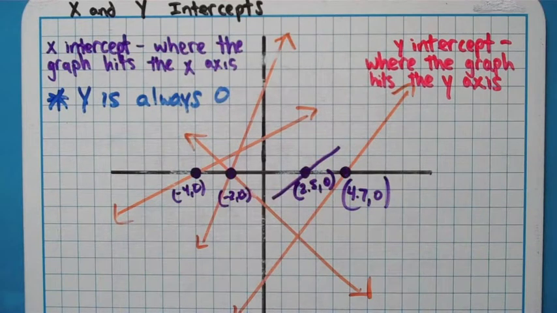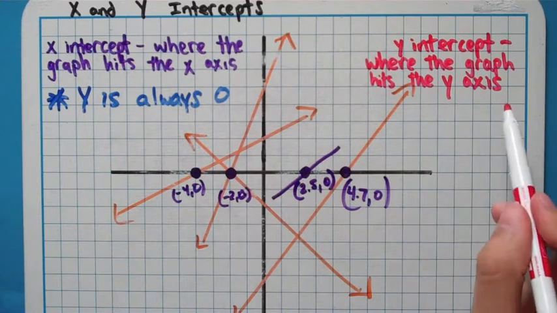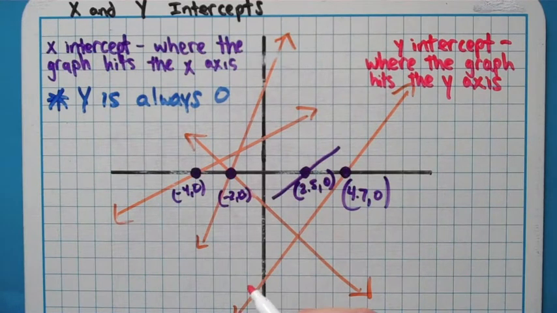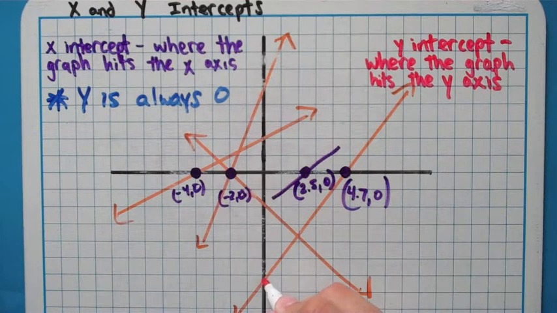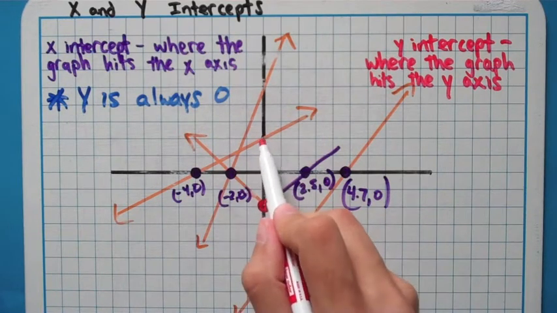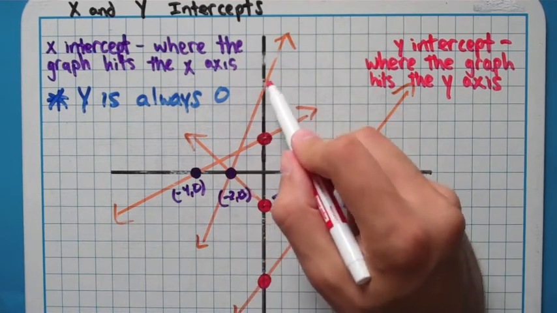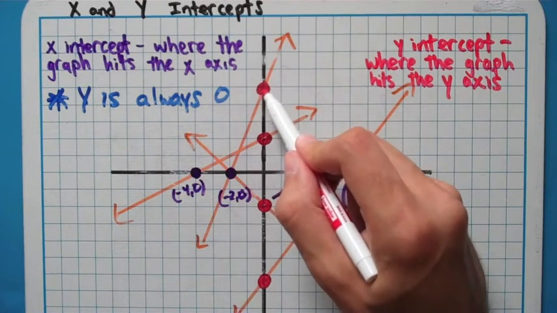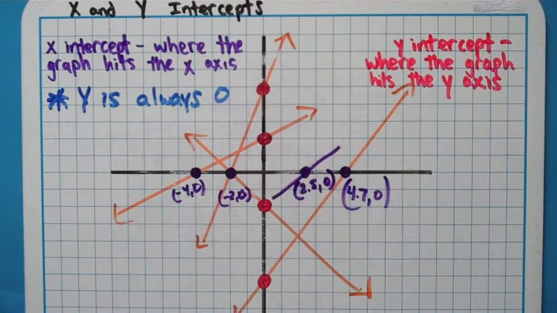So I'm going to switch over to the y-intercepts now. And the y-intercept is where the graph hits the y-axis. So I'm going to mark those points in red. This graph hits the y-axis right there. This graph hits the y-axis here. This one's there. And finally, this one's up here. So those red dots are my y-intercepts.